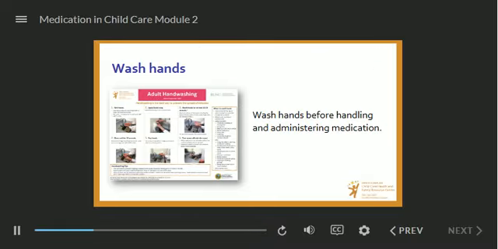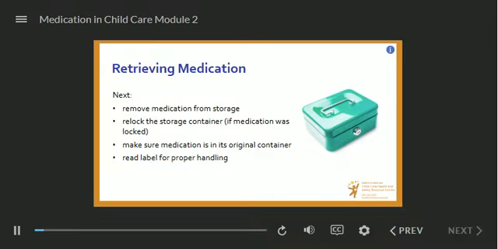Early educators who are administering medication should wash their hands before handling medication and giving the medication to the child. The next step is to remove the medication from storage. If the medication was in locked storage, take the medication out and relock the medication storage container right away. Make sure the medication is in the original container. Read the label for handling instructions, and check that it has been stored correctly.